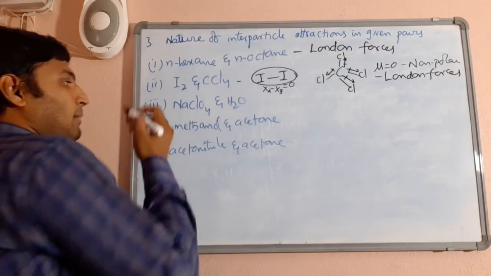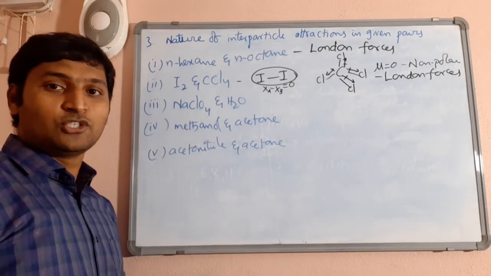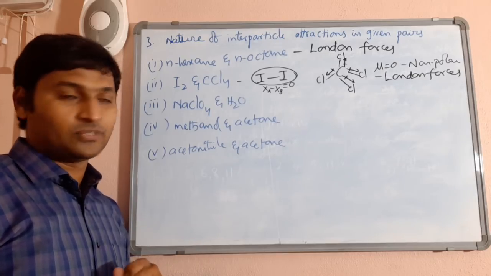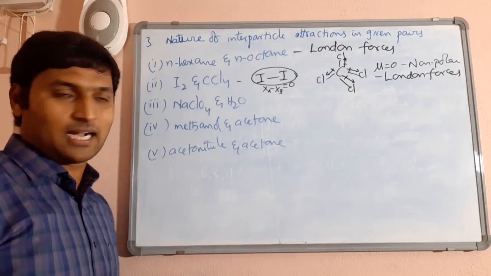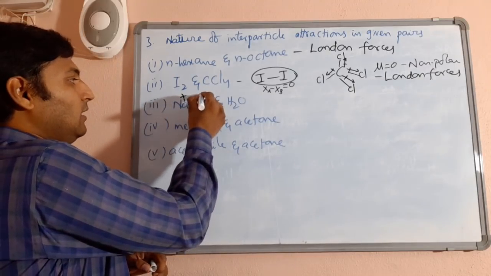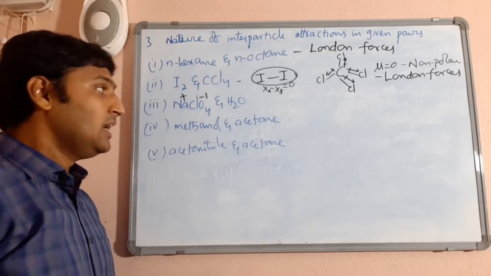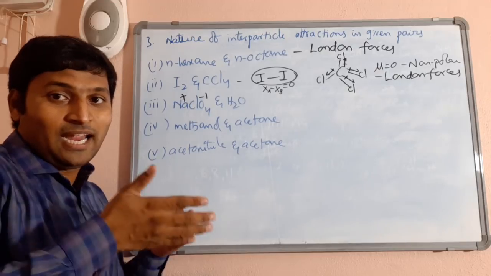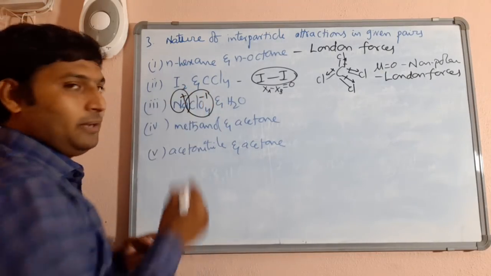Coming to the third one, sodium perchlorate. NaClO4 is sodium perchlorate because ClO4 minus 1 is the perchlorate ion. Now it is very evident that sodium perchlorate is an ionic compound: sodium cation Na plus 1, perchlorate anion ClO4 minus 1. When an ionic compound is dissolved in water, just now I told you, it dissociates into ions. Sodium cation and perchlorate anion become independent.